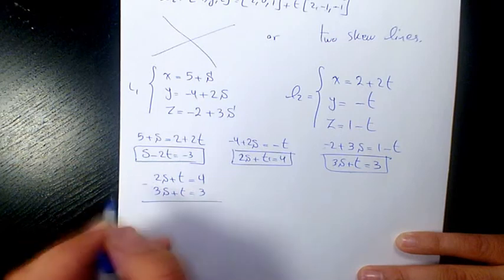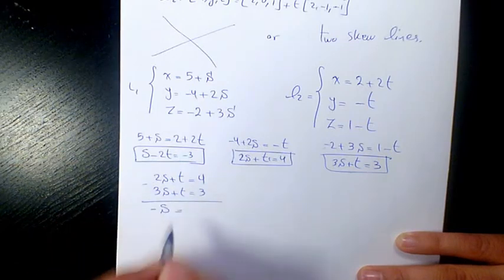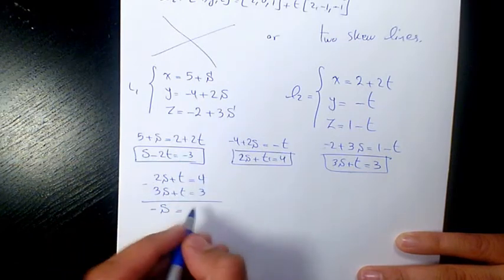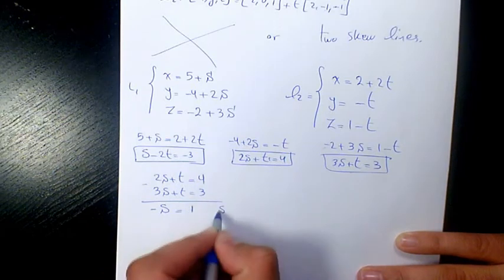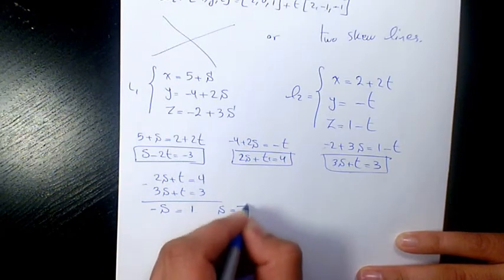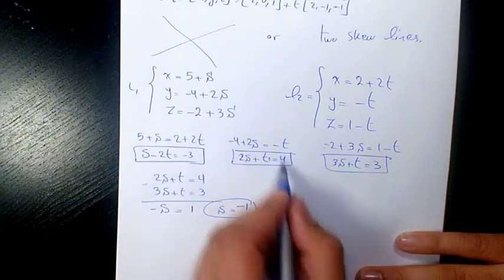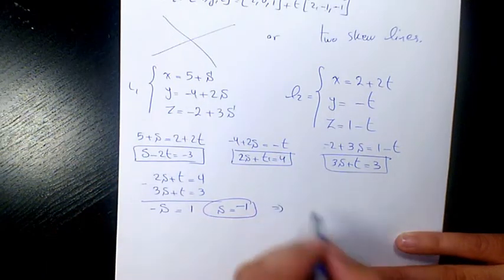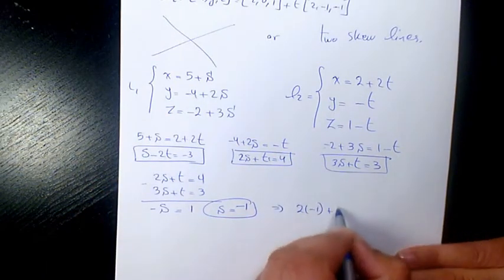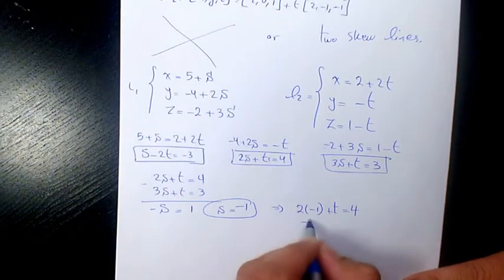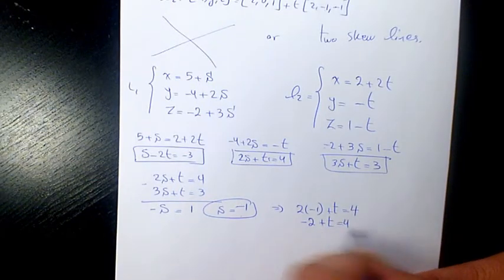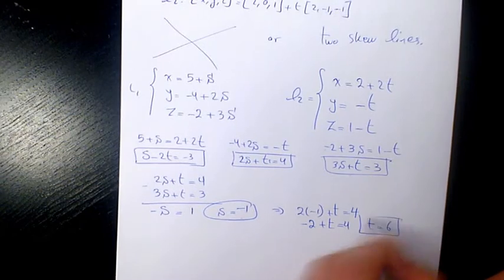So when you subtract, you have negative s equals 4 minus 3, which is 1. So s will be negative 1. When you sub it in to find t, we have 2 times negative 1 plus t equals 4. So we have negative 2 plus t equals 4. So t will be 6.